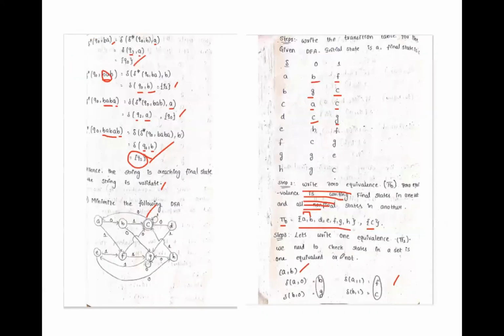And the fourth one is A comma F. So A on 0 is B, F on 0 is C, A on 1 is F, F on 1 is G. So here C is a final state. As B and C are present in two different sets, we can say that A is not equivalent to F.